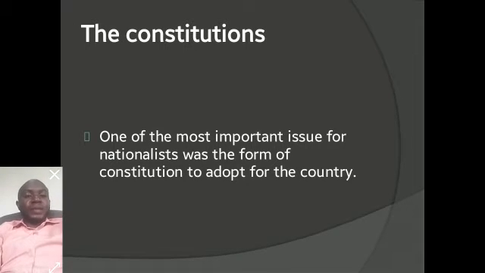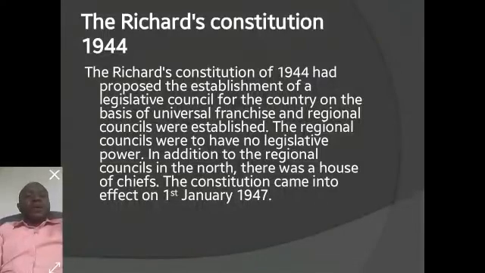One of the most important issues for nationalists was the form of constitution to adopt for the country. So the Richards Constitution that came up in 1944 had proposed the establishment of legislative councils for the country on the basis of universal franchise, and regional councils were established. The regional councils were to have no legislative power.